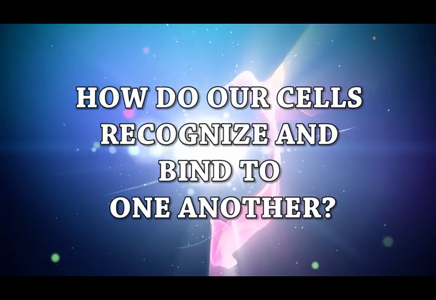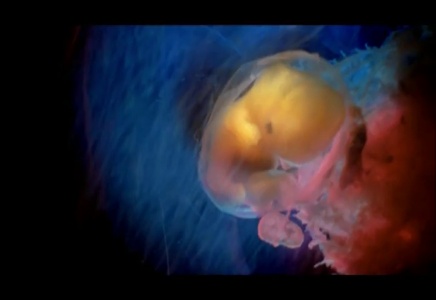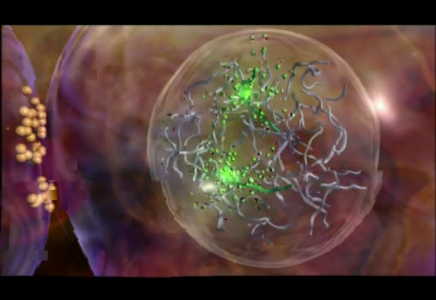How do our cells recognize and bind to one another? Every cell that multiplies and divides as the embryo develops knows what its task is and has a relevant location in the body. Bone cells locate other bone cells and adhere to them, while eye cells bond to other eye cells, cells to others of their kind.